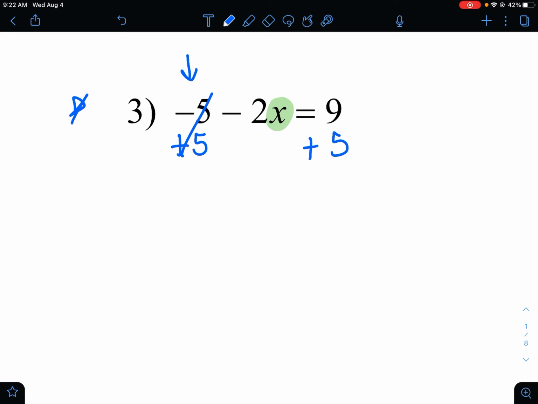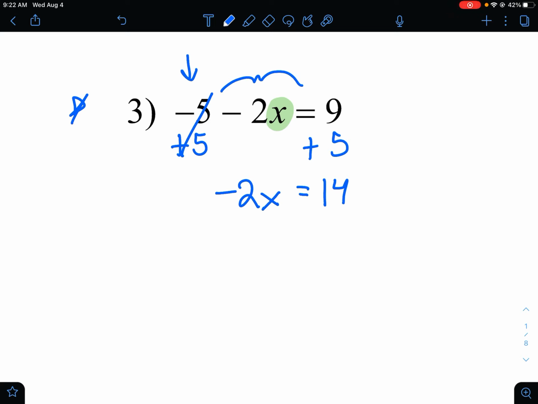Now, one important thing is do not lose the sign in front of this 2. It's a -2x, so it stays as a -2x. Do not lose your signs. That's a huge error that people tend to make. So we get -2x equals, and then we're going to end up doing 9 plus 5, because what you do to one side, you do to the other, which is going to give me 14.